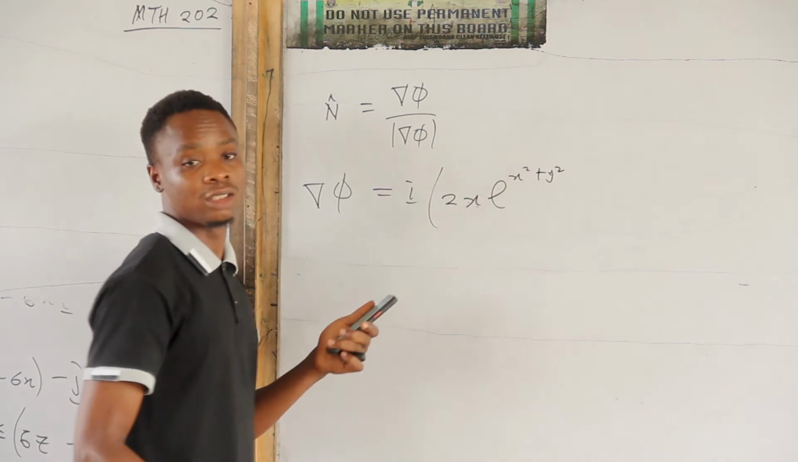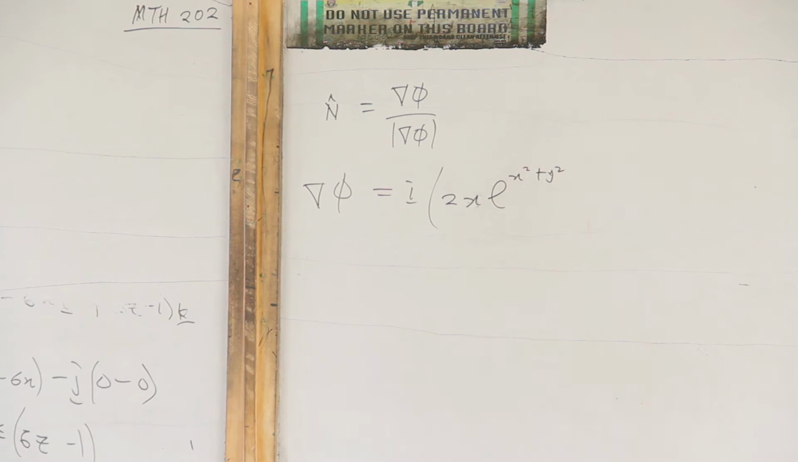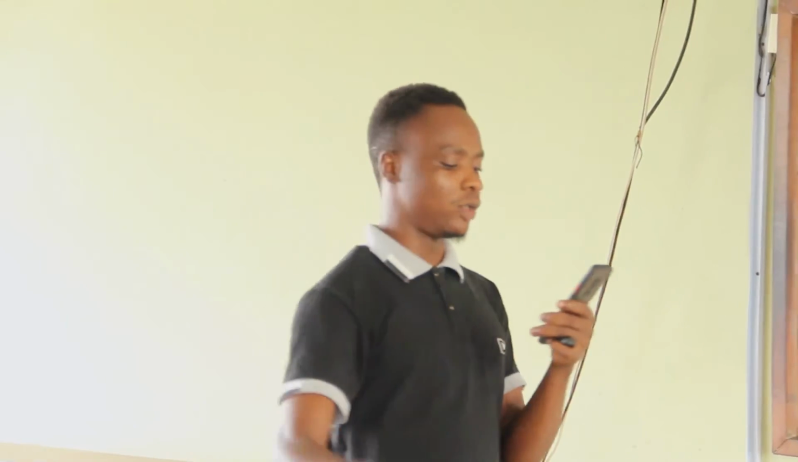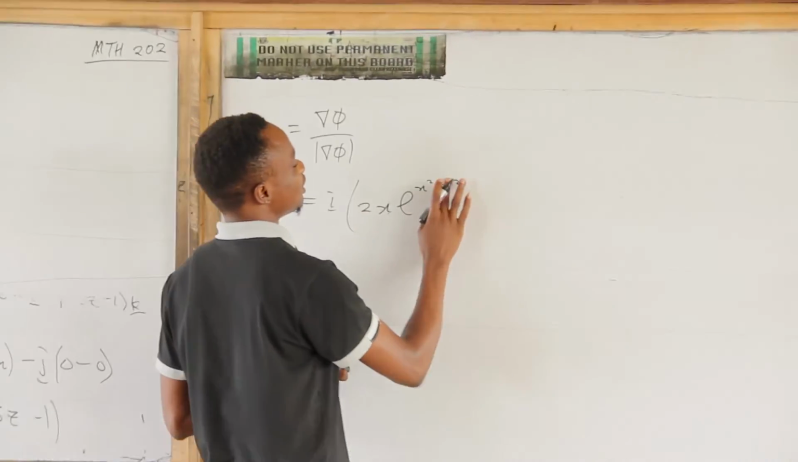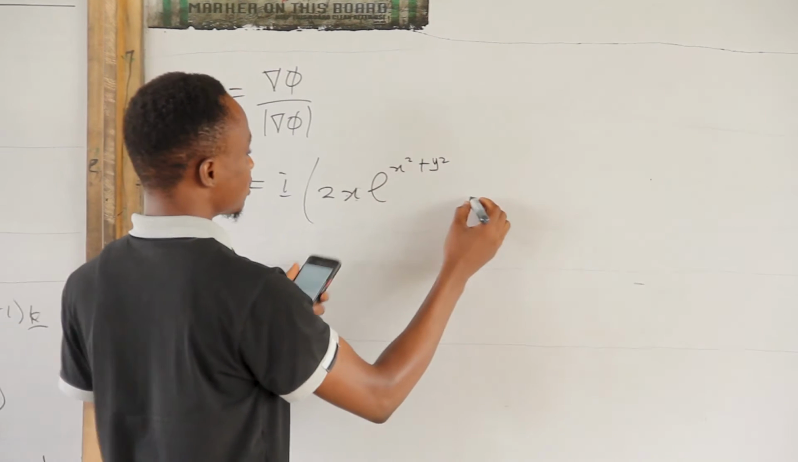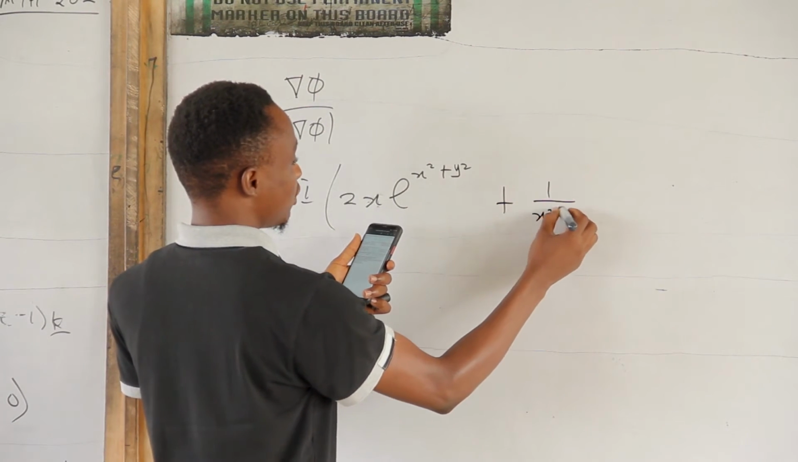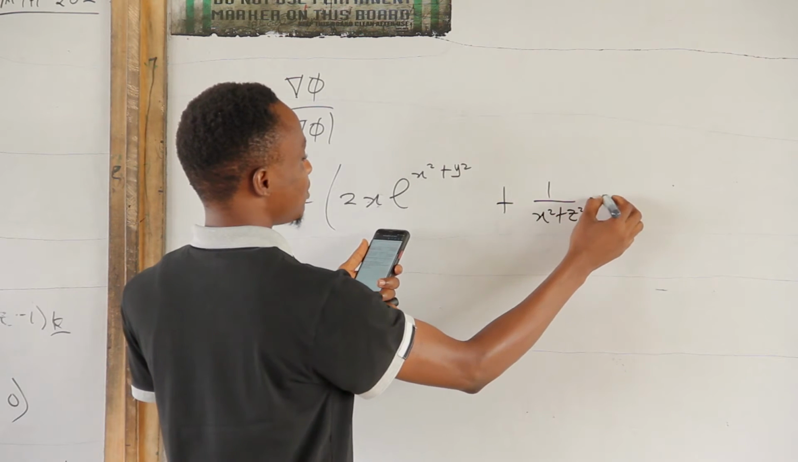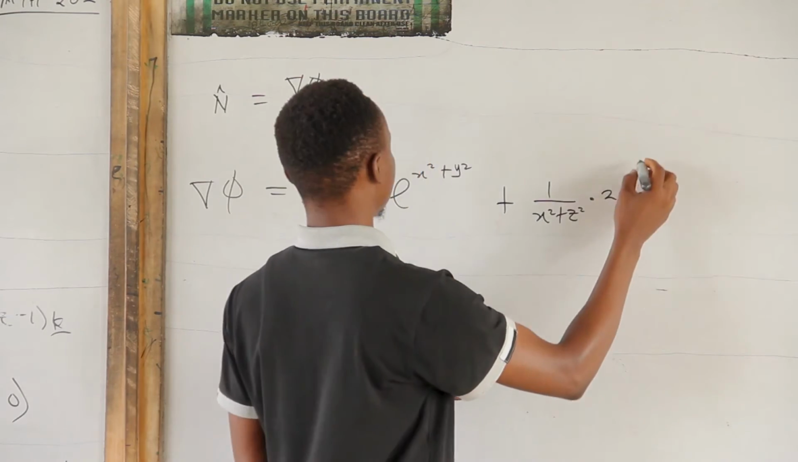Do you understand what I'm doing? When I differentiate the first part with respect to x, that will be e raised to the power, so I'll have to multiply by the derivative of the exponent, which is 2x. E raised to the power x squared plus y squared. Then when I differentiate the next with x, that will be plus 1 over x squared plus z squared multiplied by 2x. Then the last one does not carry x, so forget about that.